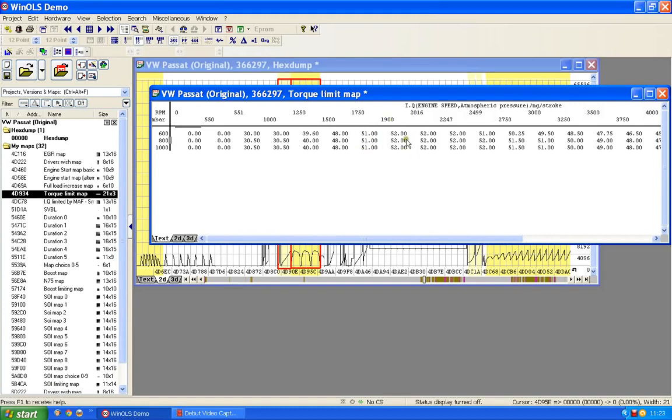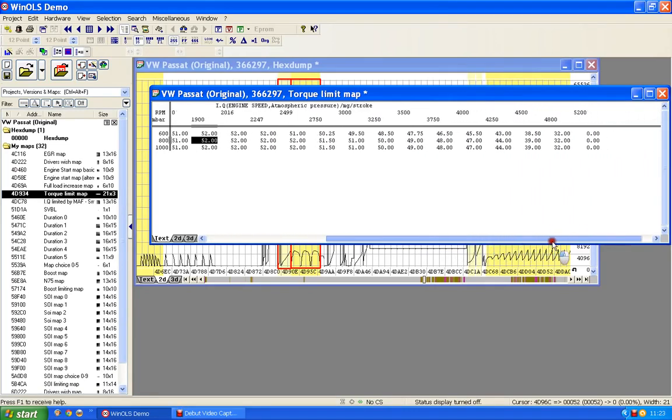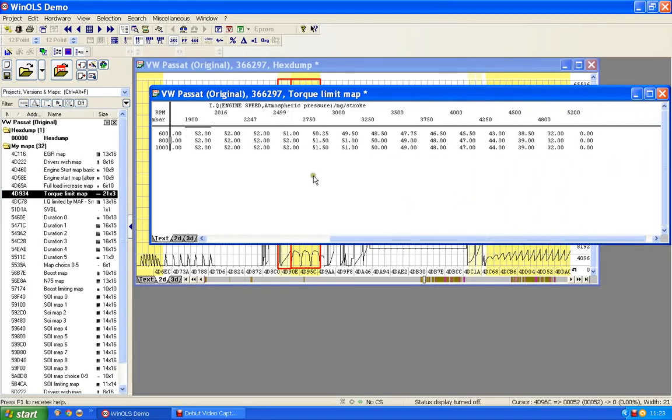Now, you might think, oh, I'll just carry on injecting more and more fuel. But of course, if I did that, it simply wouldn't burn and there would be clouds of smoke behind the back of the car. And the designers have taken that into account. So what they've done is they've said on this map, no, 52 is the maximum. You've got enough air to comfortably burn 52 milligrams per stroke, so 52 is the maximum.